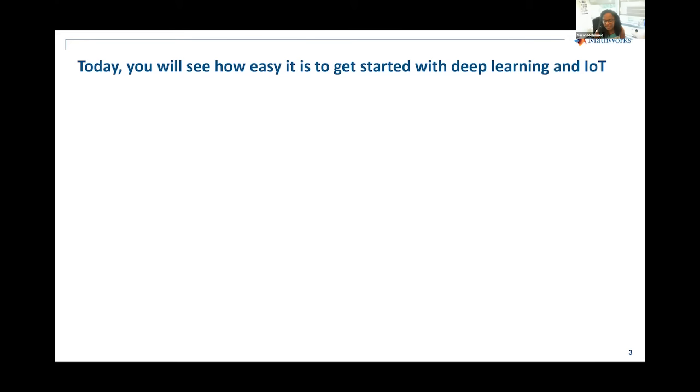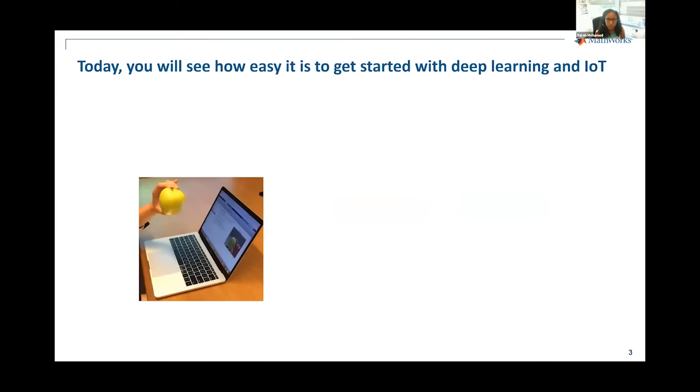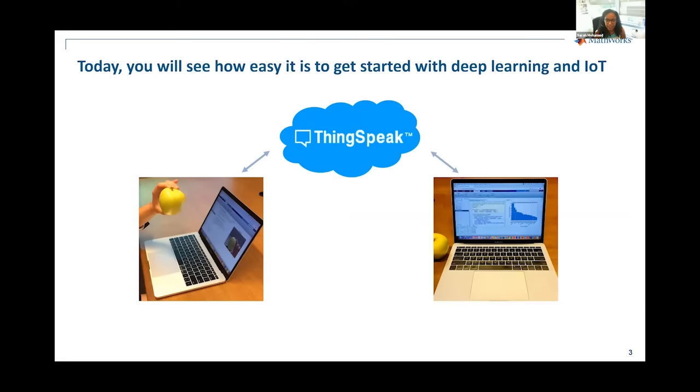Today you're going to see how easy it is to get started with deep learning and IoT. The workshop today is 45 minutes long, so you won't be building a deep neural network or a complete IoT system from scratch, but you'll accomplish at least these three objectives. First, you'll see how easy it is to access world-class deep learning research models that do object detection on real objects around your house. Then you'll learn how to send that object recognition data to what's called a data aggregator using the Internet of Things.